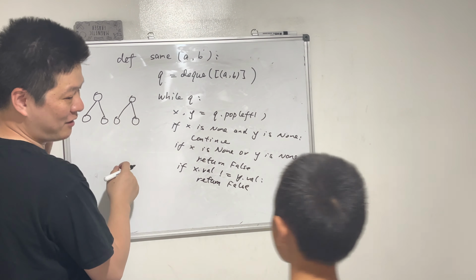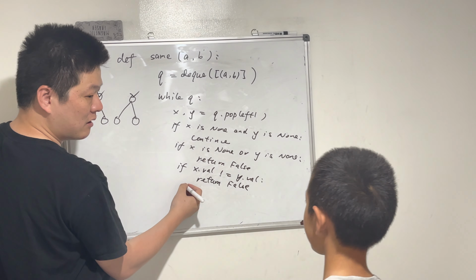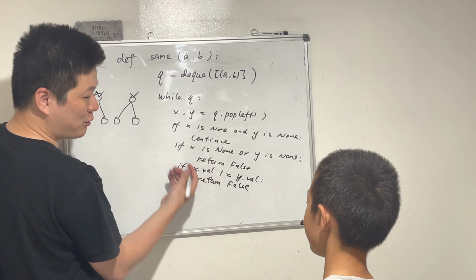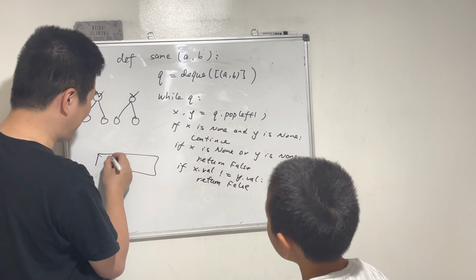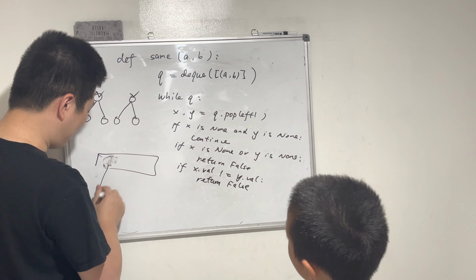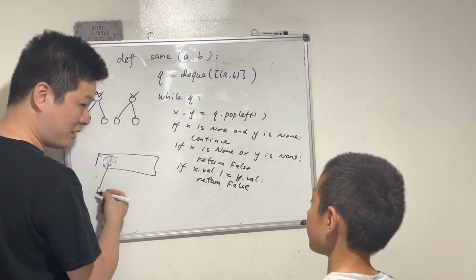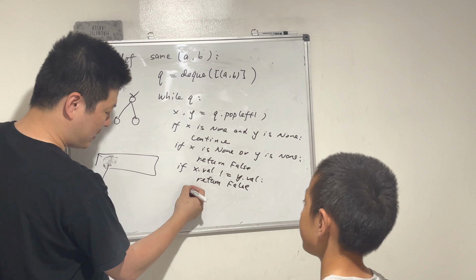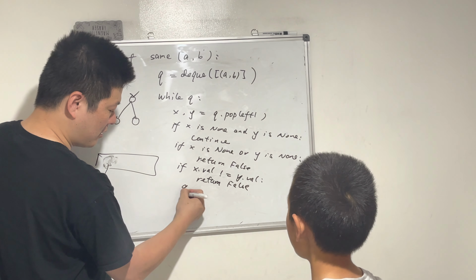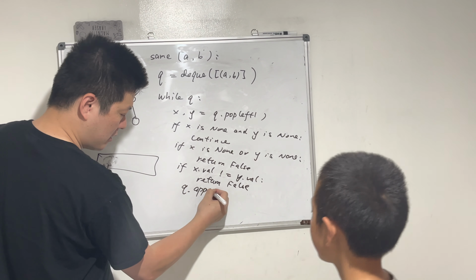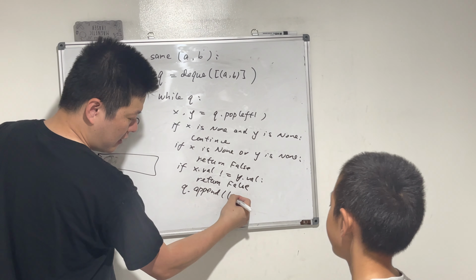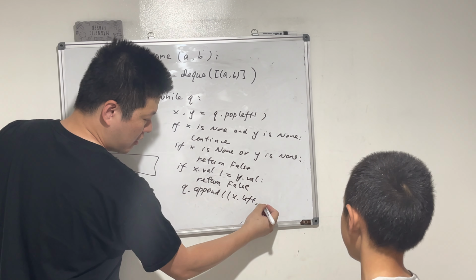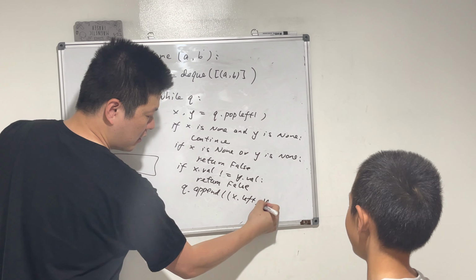Then what happens? Go to the left and go to the right. How can we do that? This is a queue, and then we take a node out, and then we want to append. Q dot append X dot left and Y dot left.